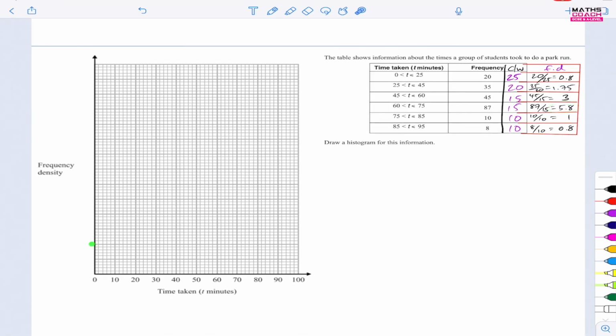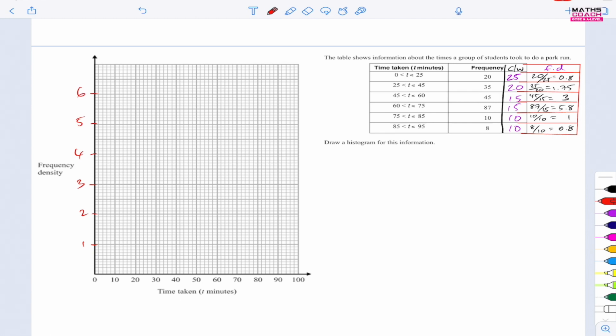So let's see if we can do this. 1, 2, 3, 4, 5, 6. We can, and that leaves us plenty of room in here to deal with the decimal places. All right, so let's go ahead and do that. 1, 2, 3, 4, 5, and 6. Okay, that would cover us nicely.